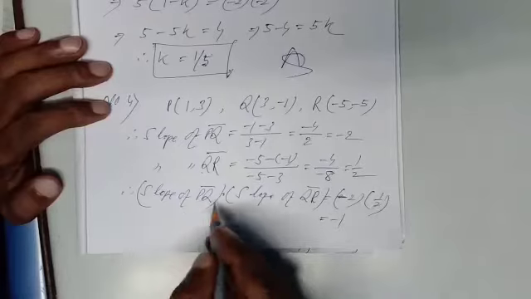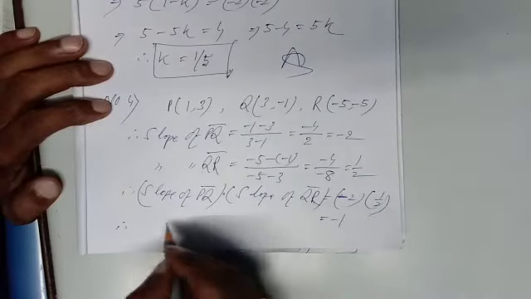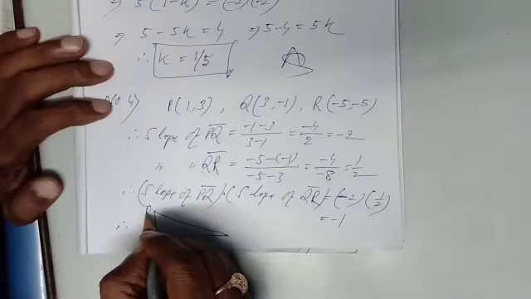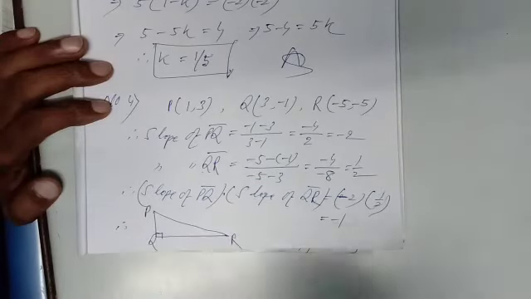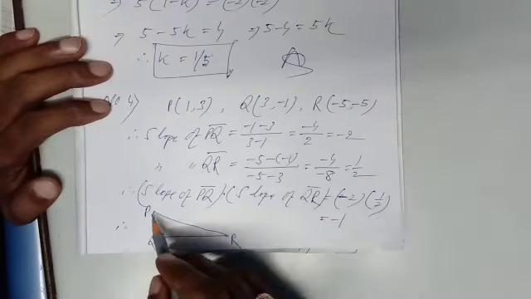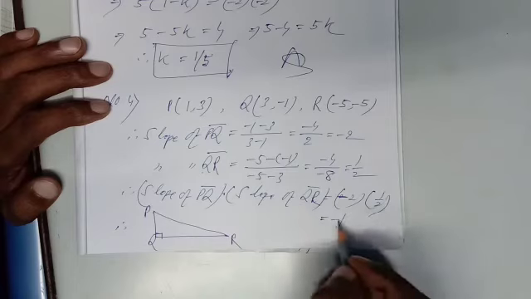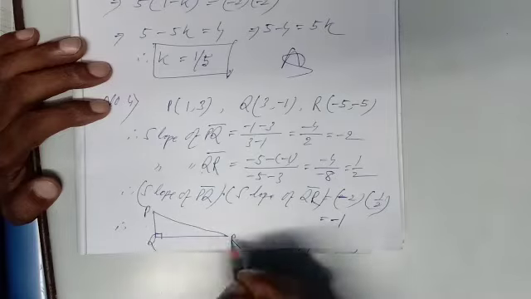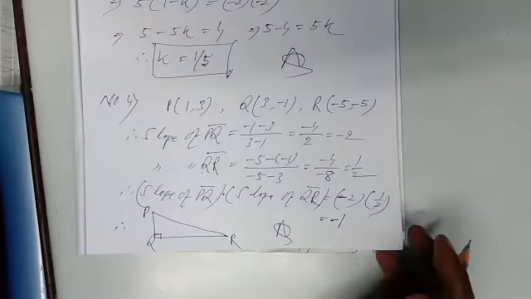Okay. Therefore, PQ and QR are perpendicular to each other. That means this is the figure: PQ perpendicular to QR. As the slope of PQ into slope of QR is giving -1, the two lines are perpendicular. Therefore, PQR is a right angle triangle. Number 4 is clear. Let us go to number 5.